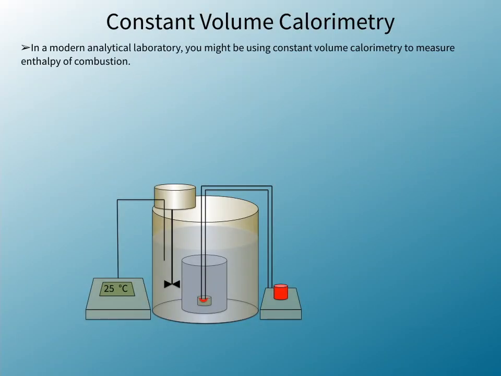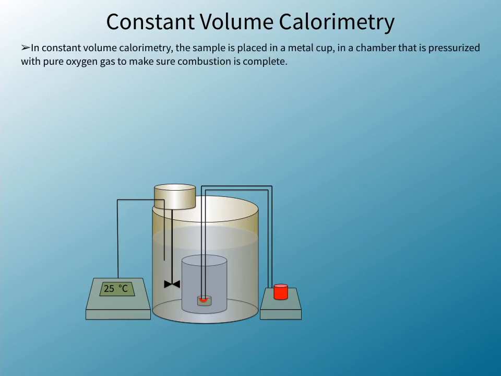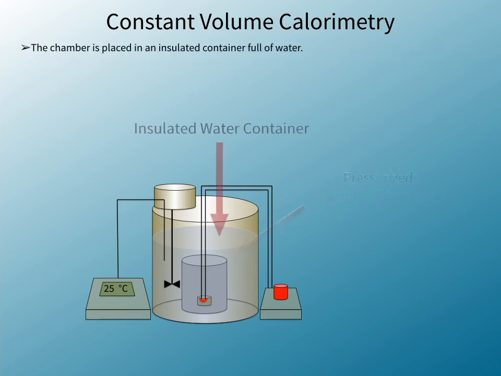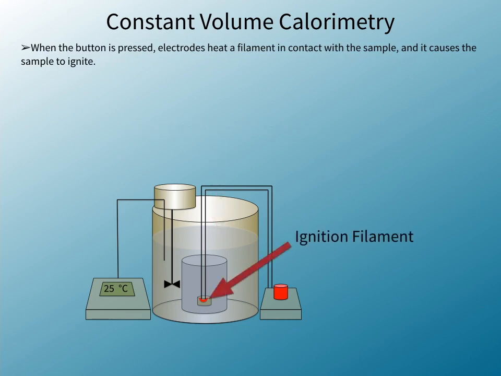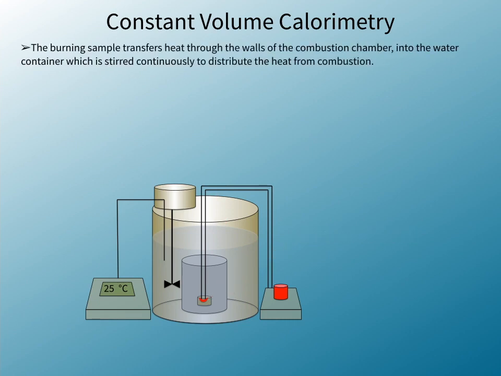In a modern analytical laboratory, you might be using constant volume calorimetry to measure enthalpy of combustion. In constant volume calorimetry, the sample is placed in a metal cup in a chamber that's pressurized with pure oxygen gas to make sure combustion is complete. The chamber is placed in an insulated container full of water. When the button is pressed, electrodes heat a filament in contact with the sample, and it causes the sample to ignite. The burning sample transfers heat through the walls of the combustion chamber into the water container, which is stirred continuously to distribute the heat from combustion.